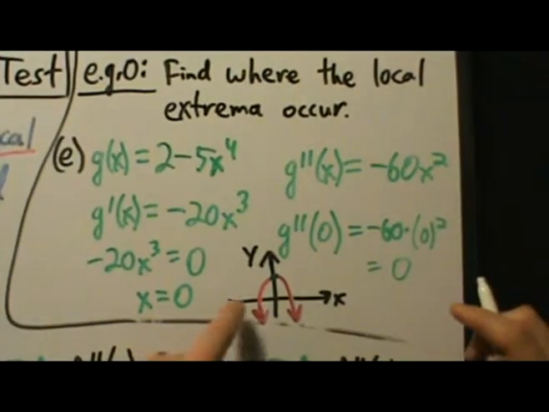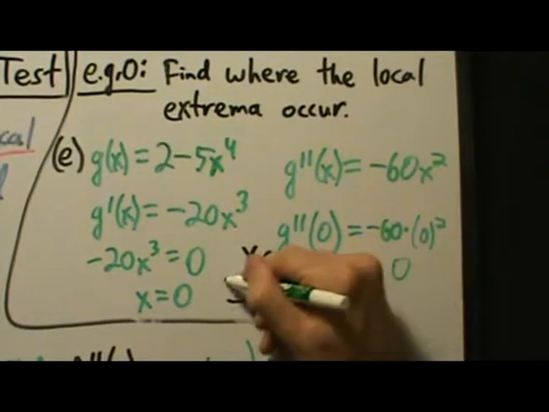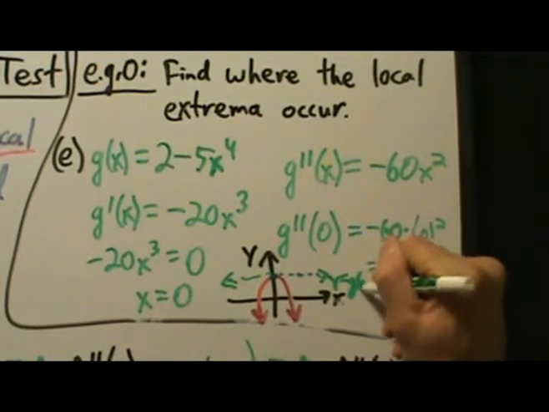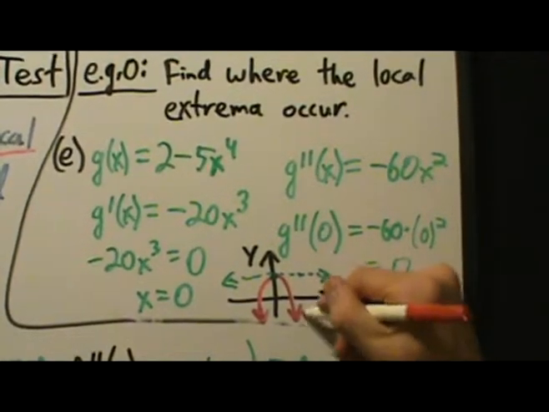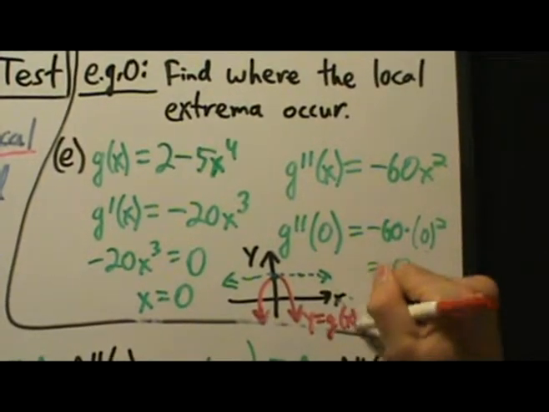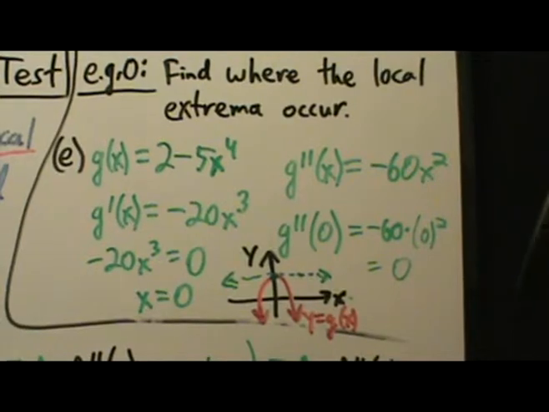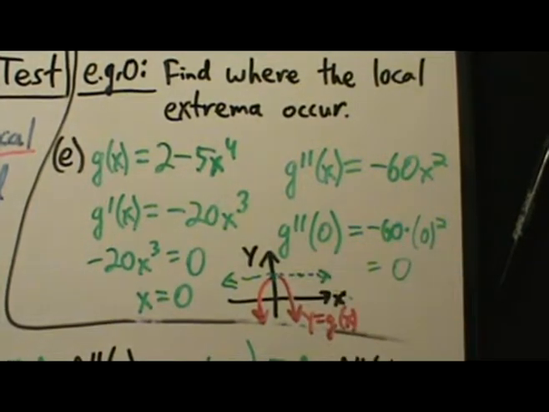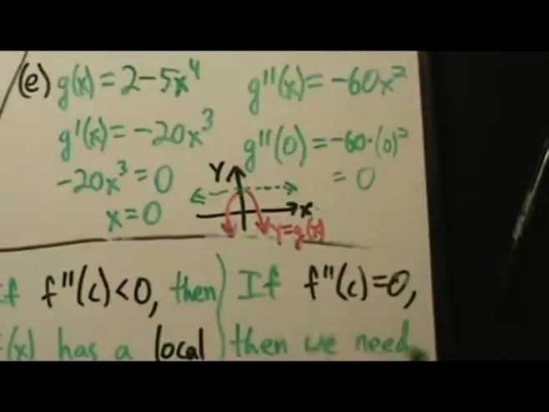So here at x equals 0, here's our critical point. We have a horizontal tangent line here. This is y equals g of x. Or excuse me, sorry, that's our tangent line. This is y equals g of x here. Sorry about that. Okay. And what do we have here? That's actually a local max. So this is an example where the second derivative is 0, but you have a local max.